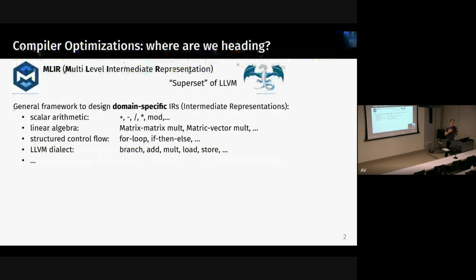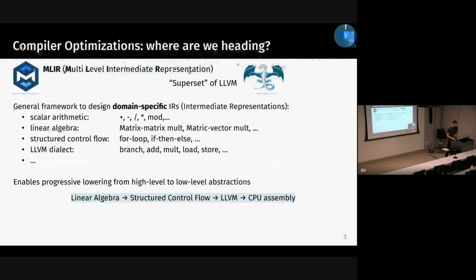Perhaps you want to think about your program in terms of loops, in which case you can express them with control flow, like for loops, or maybe if-then-else. And of course, you could also think of your program in terms of plain LLVM IR. In MLIR, there is a dialect called the LLVM dialect that can reproduce everything LLVM can do. Now, the reason why we want to do that is because it makes it easier to go from high-level abstraction down to optimal code. I took an example here of how you would go from something described in terms of linear algebra operations to CPU assembly.